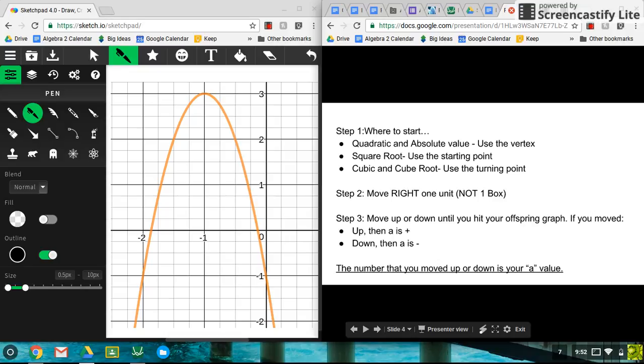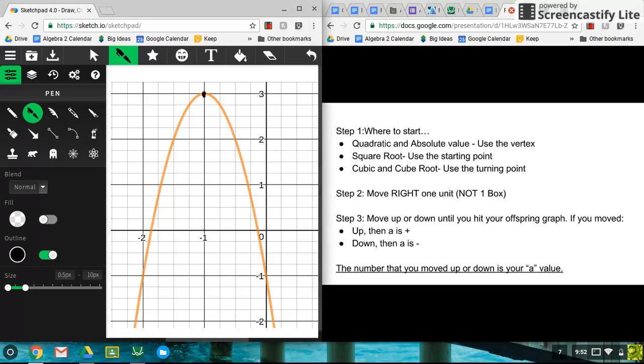So this graph right here, we have to determine if this is quadratic, absolute value, square root, cubic, or cube root. So this one, because it's shaped like a U, is quadratic. So that means I'm starting at the vertex, which is right up here. That's the turning point. It's either the top point or the bottom point, depending on which way it's facing. Okay, the next step is to move right 1 unit, not 1 box. So instead of just moving this little bit, we're going to move 1 whole unit to the right.